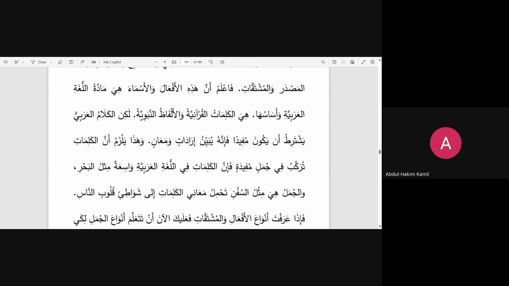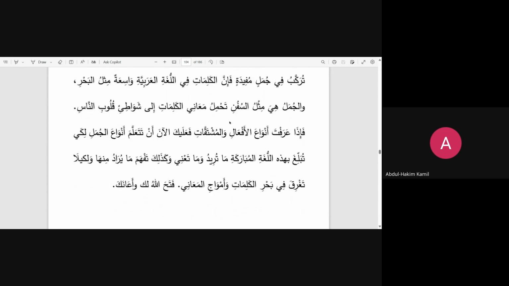These mushtaqat athamaniya, these eight derivatives that you got, and what you know about the madi and mudari and the amr, and what you know about the masdar, you have to put them together. Fi jumalin mufida. You have to put them together in beneficial sentences. It has to be a beneficial sentence. Are you all with me? Everything's clear. Brothers and sisters online.